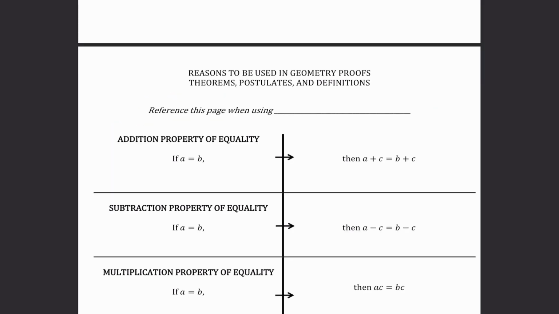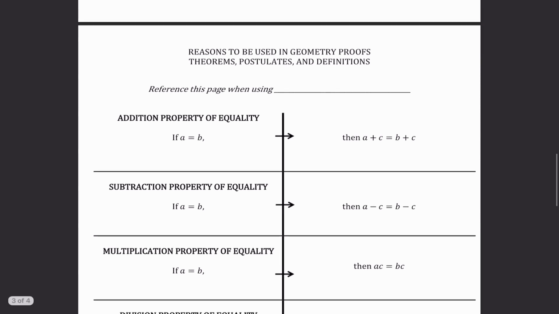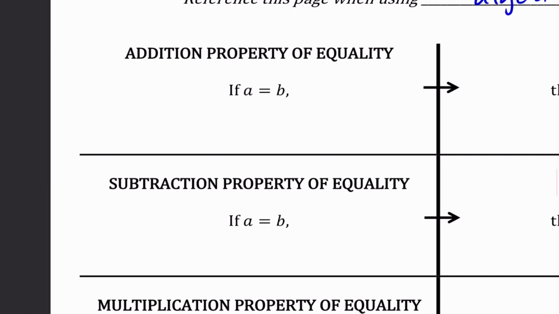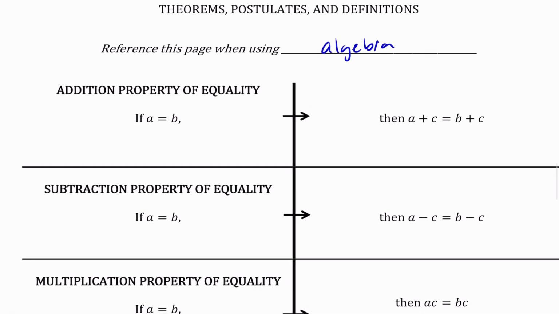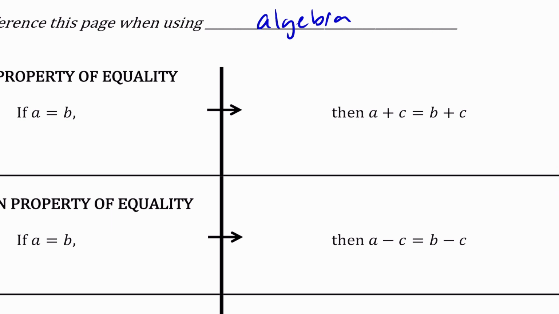This page is essentially algebra reasons to be used in geometry proofs: theorems, postulates, and definitions. Reference this page when using algebra. Okay? So we say the addition property of equality. If A is equal to B, then A plus C is equal to B plus C.